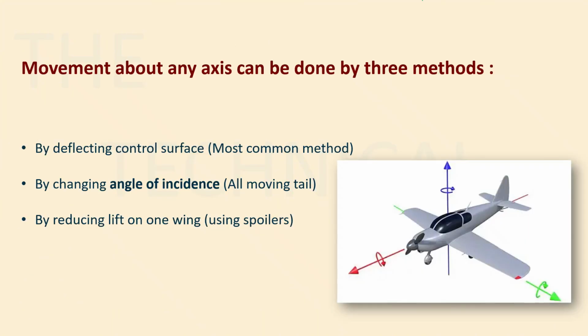We have seen the first method, which was deflecting control surfaces. We saw how the elevators, ailerons, and rudders were used to change the attitude of the aircraft. This was the most common method that we use in our flights. But there are two more methods. The second one is changing the angle of incidence. You'll be asking what the angle of incidence is, so that we'll see now.